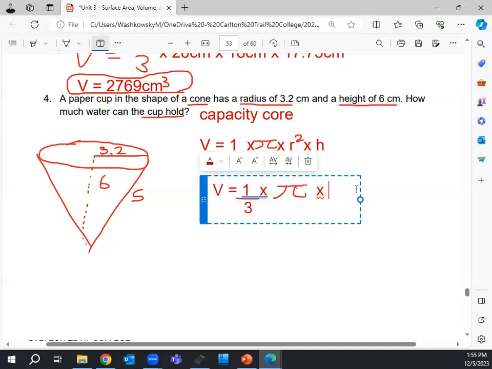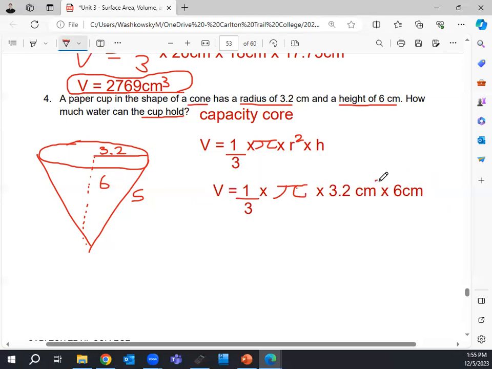But it's still times by the radius squared. What's the radius? 3.2 squared and then centimeters, not centimeters squared, 3.2 squared and then centimeters, because that's showing that I need to square it. Some people like using a bracket. And what's the height? 6 centimeters. Remember, I only care about the true height. Oh, no, that's the wrong. I literally just said it and I did it.